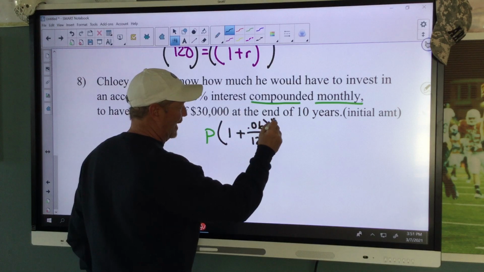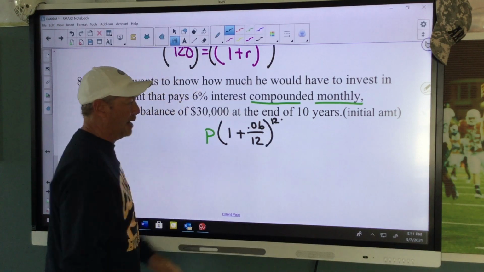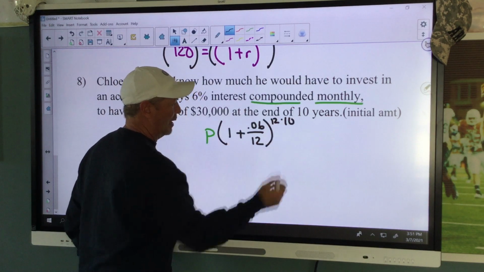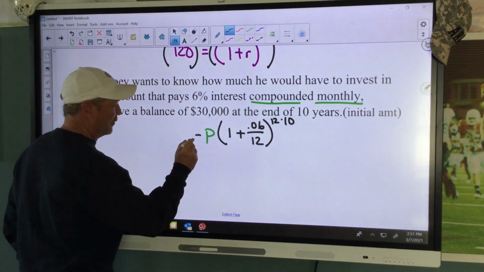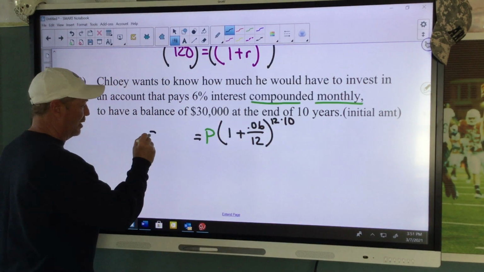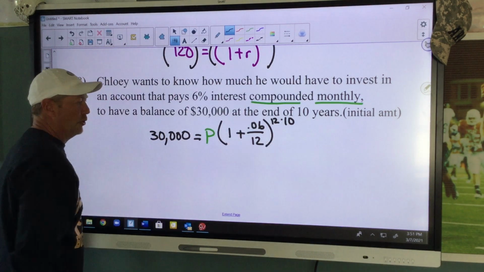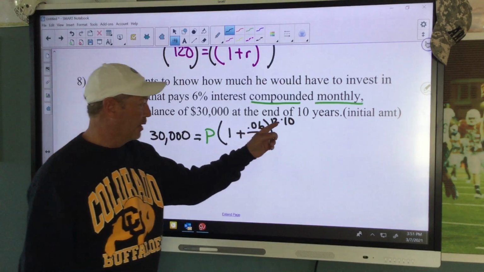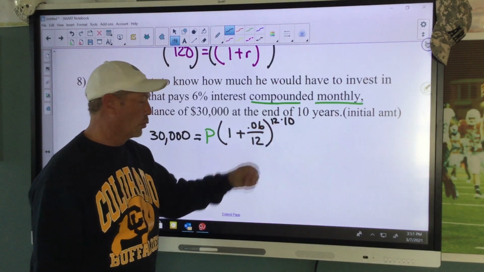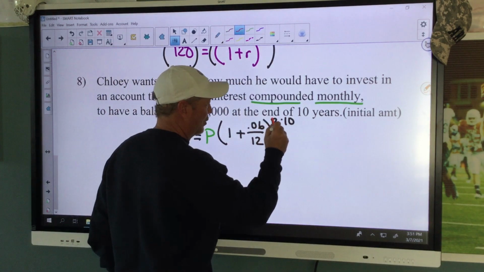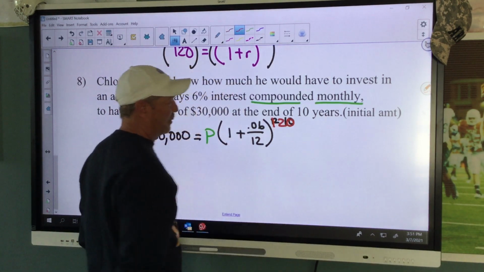Exponent, use the 12 again. My time is going to be 10 years. And we want our total, after 10 years, to be $30,000. Your call, but I would probably convert this to 12 times 10. I would change this to 120. I would multiply those together.